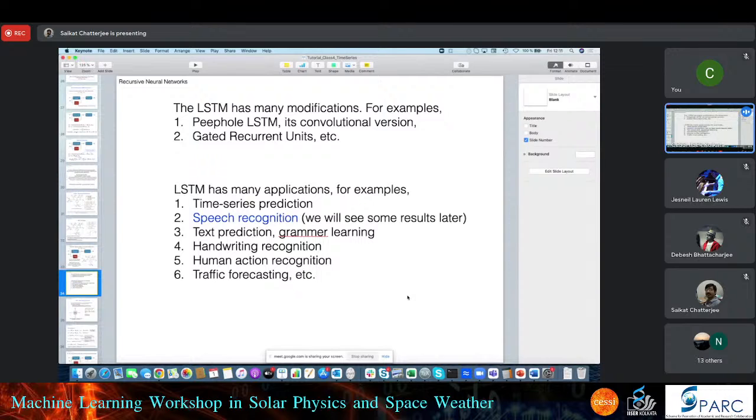Now LSTM has many modifications. For example, its convolutional version. Then one famous one is called gated recurrent units. LSTM has many applications: time series prediction, speech recognition, text prediction, grammar learning, handwriting recognition, human action recognition, traffic forecasting, etc. Traffic forecasting is a very interesting problem. We basically want to know how many cars will be there on the street map of the city, every time.